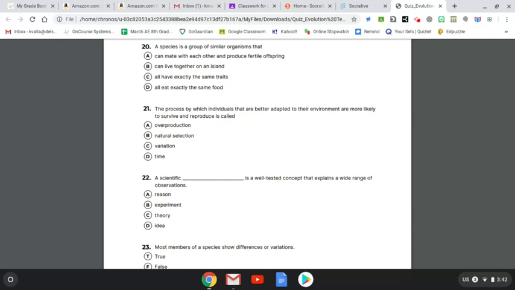Number 21. The process by which individuals that are better adapted to their environment are more likely to survive and reproduce is called what? A, overproduction, B, natural selection, C, variation, or D, time? Number 22. A scientific blank is a well-tested concept that explains a wide range of observations. Is it A, reason, B, experiment, C, theory, D, idea?